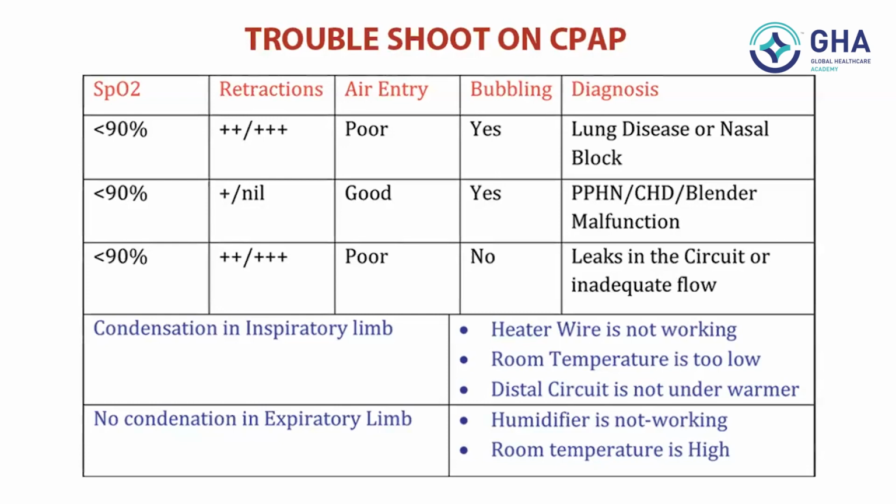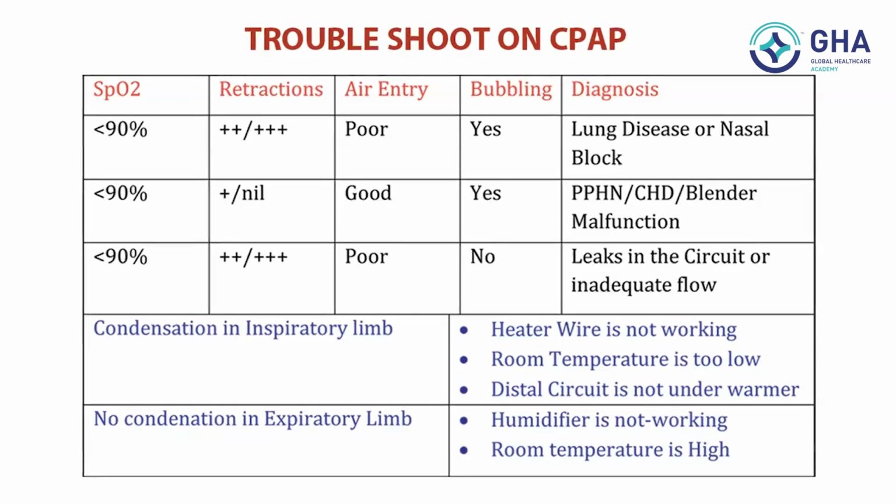But if there is hypoxia and no retractions, that means the baby's pressure is reaching, but oxygen is not reaching, so not reaching the blood. That means there could be a heart disease, there could be a PPHN, or there is a primary problem in the blender. You are giving 30%, but the baby is getting only 21%. That could happen if there is a blender malfunction.